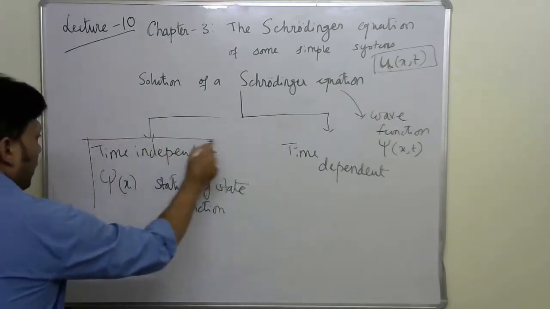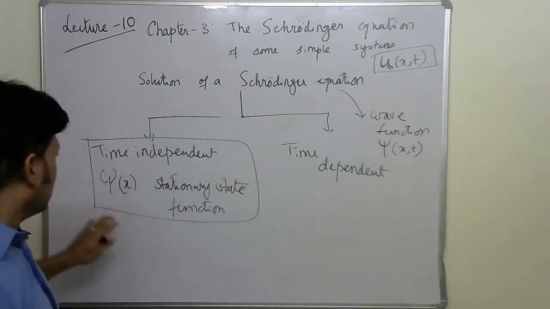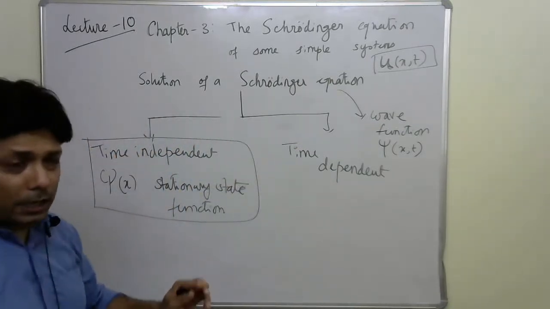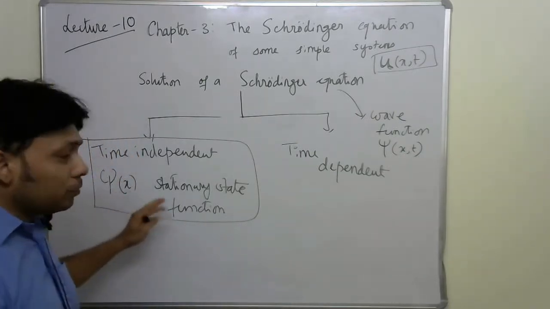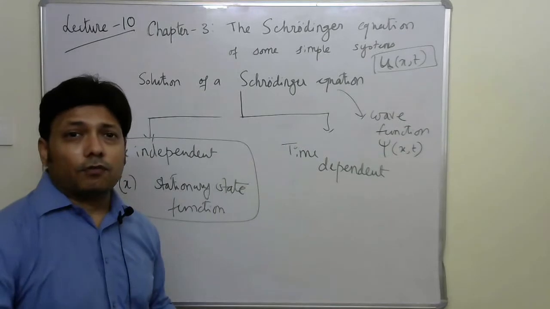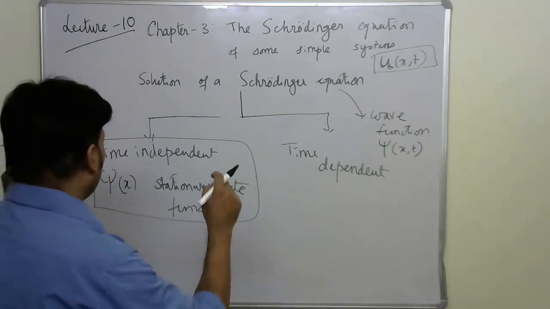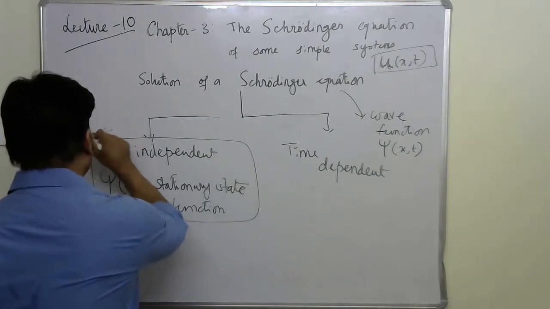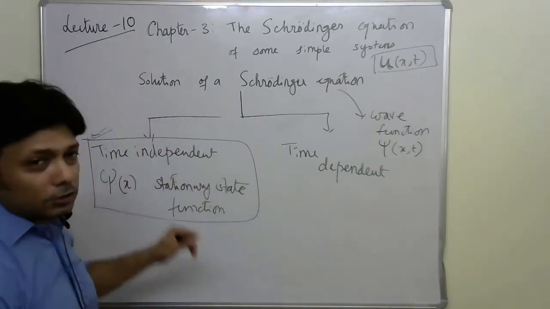In chemistry, these time independent functions, the stationary state wave functions psi(x), are of particular interest because this type of solution can explain the different energy states of atoms. So majorly we will now concentrate on the time independent Schrodinger equation.